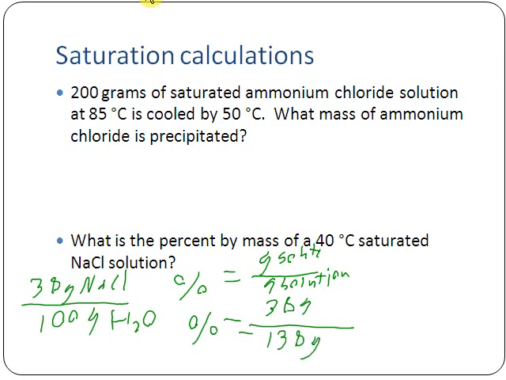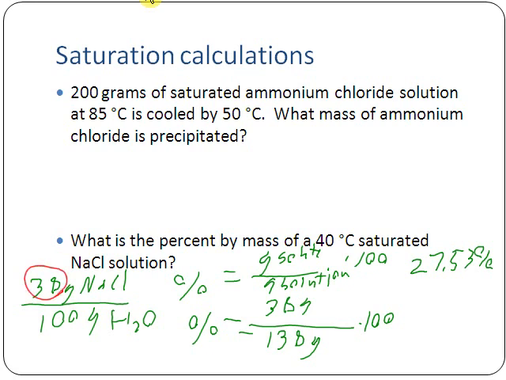And so to find our percent by mass, we also can't forget that I have to multiply by 100 in both cases to get it into percent. So to do this, we'd take 38, divide it by 138, and we get 0.275 times 100, and that gives us 27.53%.